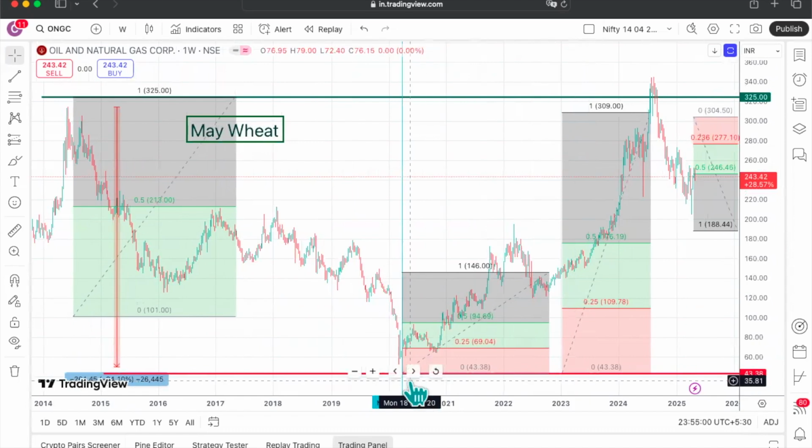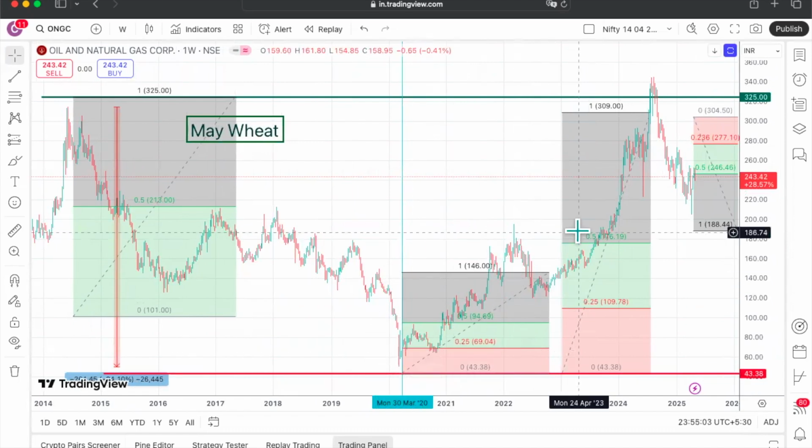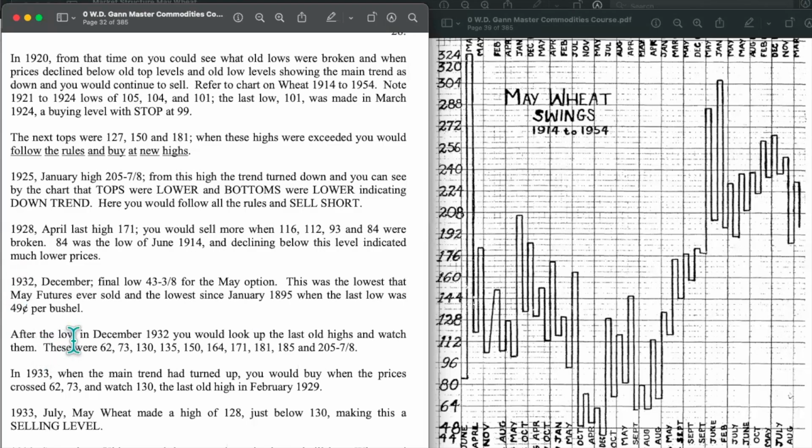So we'll take this low, and whatever movement there is from this low, we'll try to see that now. The low was in 1932. After the low in December 1932, you would look up the last old highs and watch them. These were 62, 73, 130, 135, 150, 164, 171, 181, 185, 205 7/8. So all these prices are old highs which have been given here. Now in 1933, when the main trend has turned up, you would buy when the prices cross 62, 73 and watch 130.